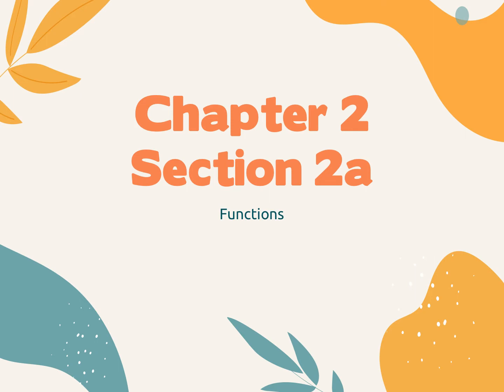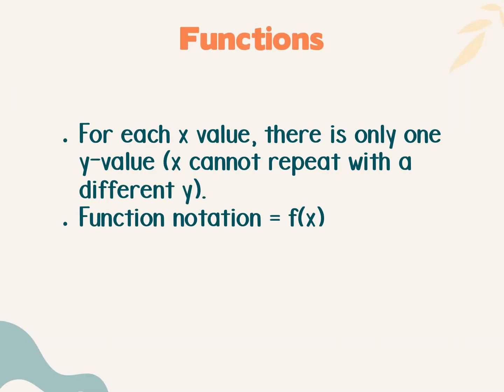F of x, if you've ever seen it, that's function notation. F of x is the same thing as y. So we're still talking about lines and parabolas and all those things that could also be functions, okay? They're the same thing, it's just a different way of writing them. By definition, a function says that for each x value, there can only be one y value.